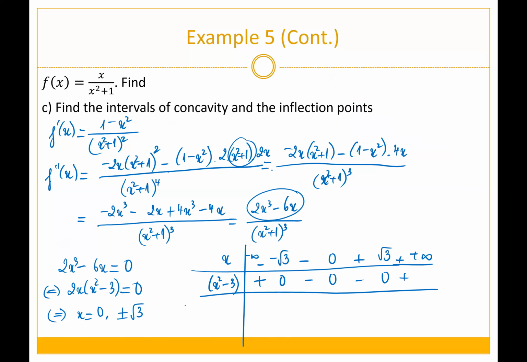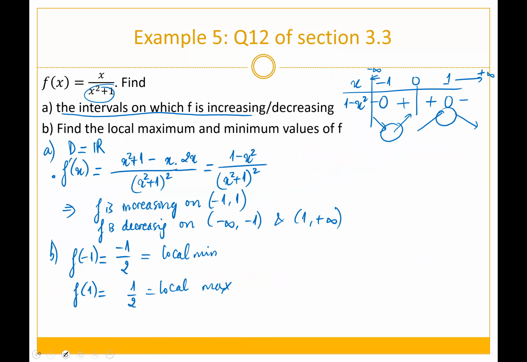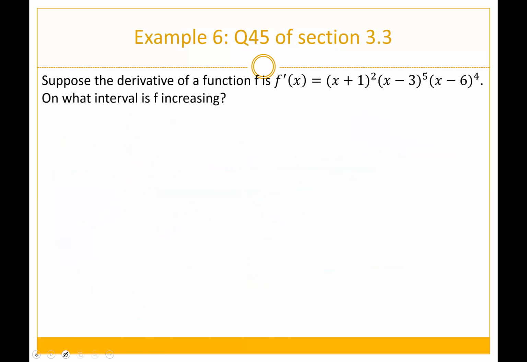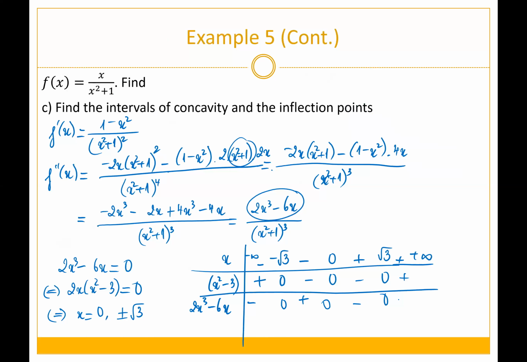Then you're going to have the entire thing, which is 2x cubed minus 6x, and also the sign of f double prime of x. It's just going to be the product of these two. So plus multiply minus is going to be minus, plus, negative, minus. Yep. So we're going to have concave downward, concave upward, concave downward, and concave upward, because this is also the signs of f double prime of x.